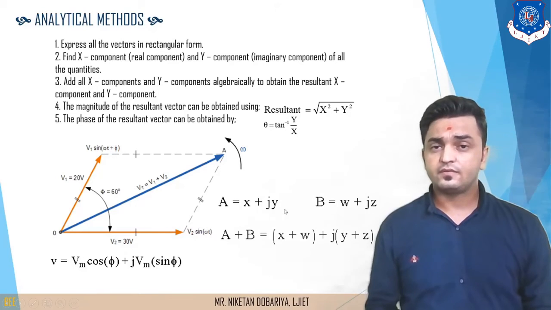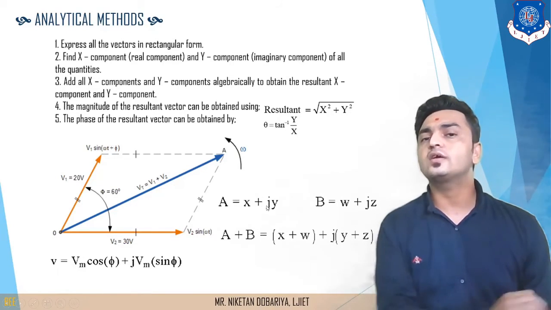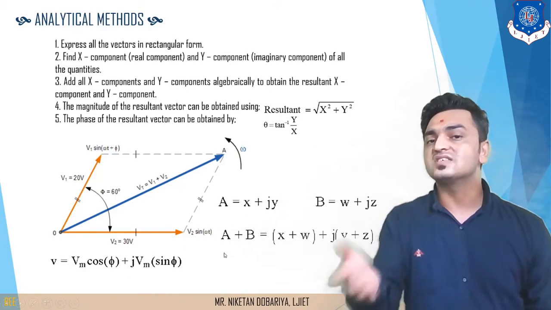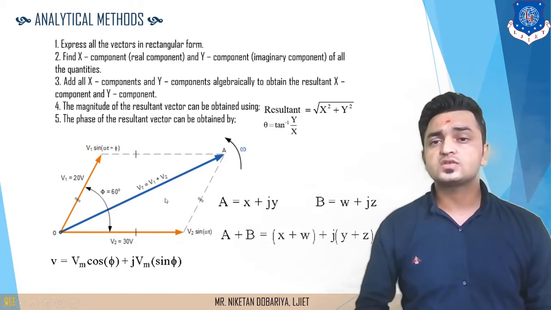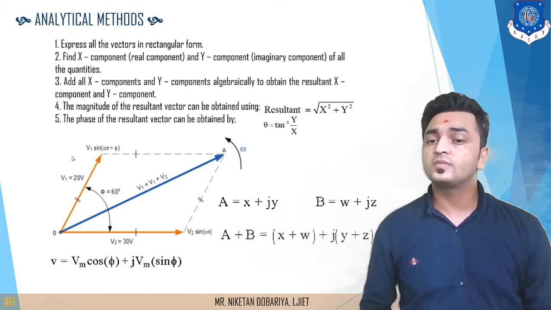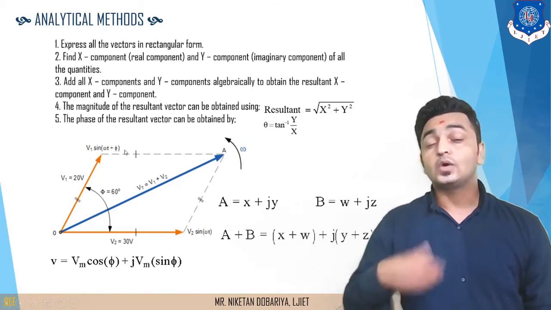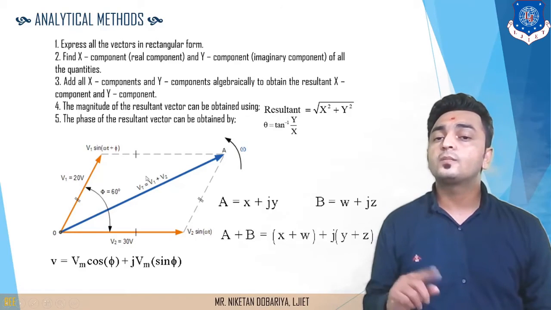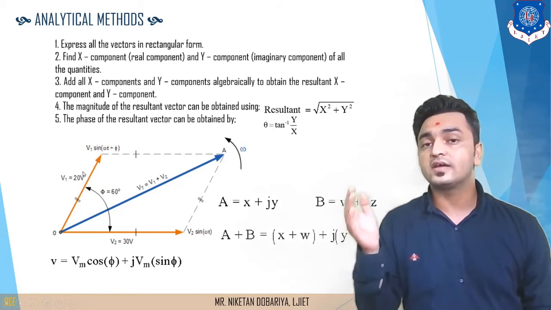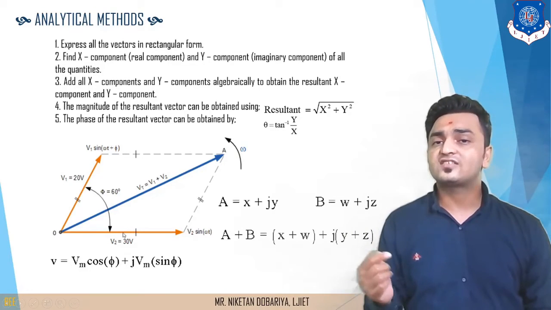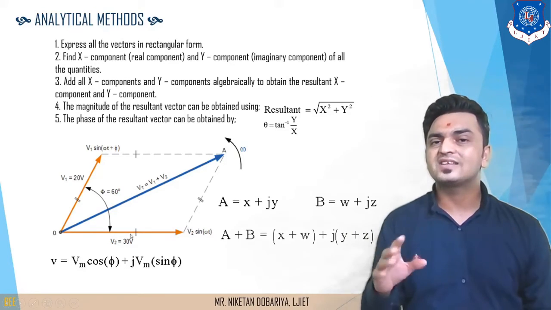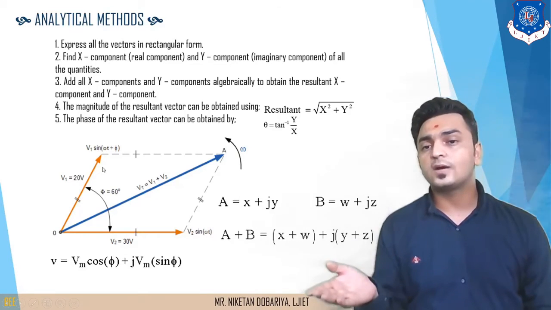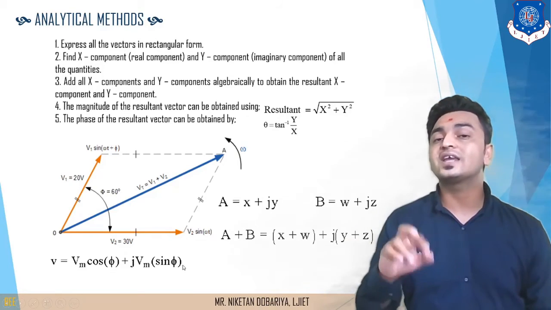And for that, first of all, we need to find the rectangular form of these two vectors, which is nothing but x plus jy components. So first of all, we will find the x and y components of these two vectors. Now in the next step, what will we do? We will add the x components of these two vectors. That means we will consider the x component of v1 and the x component of v2 and add both components, for example x1 plus x2. In a similar way, we will consider the y components of both, the y component of v1 and the y component of v2, and again add them.